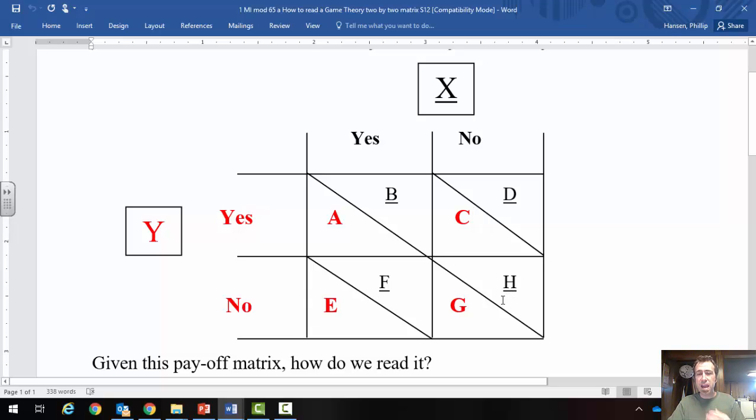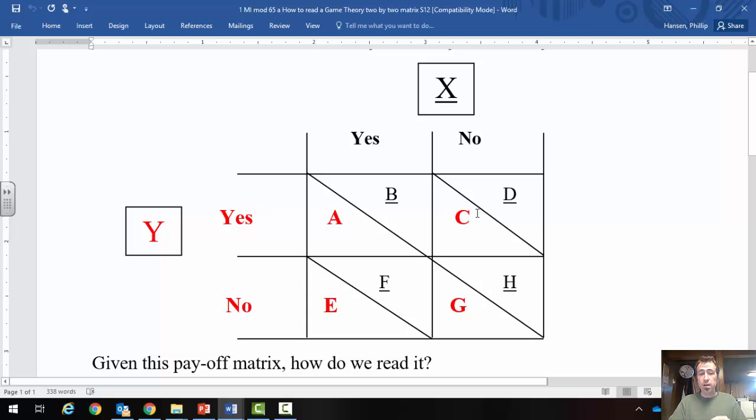These are the payoffs. Depending on how a matrix is written out, there'll be points or money associated with each decision. In this case, if company Y or player Y says no to sales, they're going to get a payoff of E and G. We don't know what numbers are associated with that just yet, but that's how I read it. And of course, if they choose yes, they get payoffs A or C.